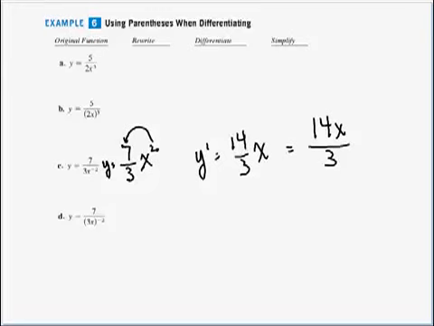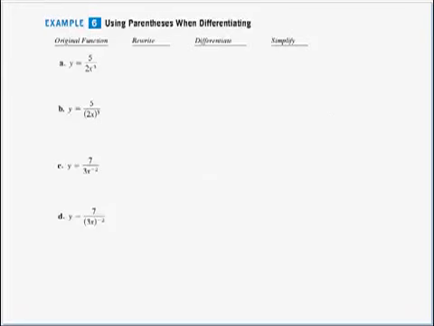Okay, in the last one now, we got another little twist that we sort of saw in part B, where we have a quantity in parentheses to an exponent. So the first thing I'm going to do is rewrite it and get rid of that negative exponent. So we have a 7, and then we're going to bring up, that's an entire quantity to the negative power. So we're going to multiply that by 3x quantity squared.